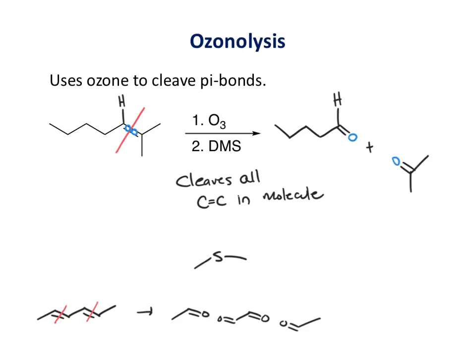So really just look for the ozone. If you see ozone, and this holds true on other exams like the DAT, it's always going to cleave the alkene.